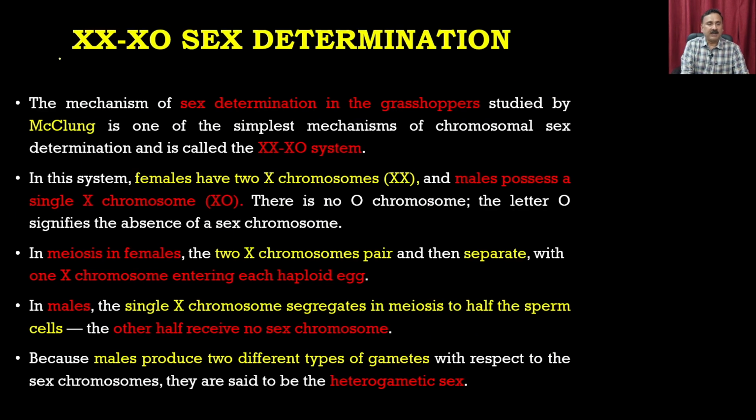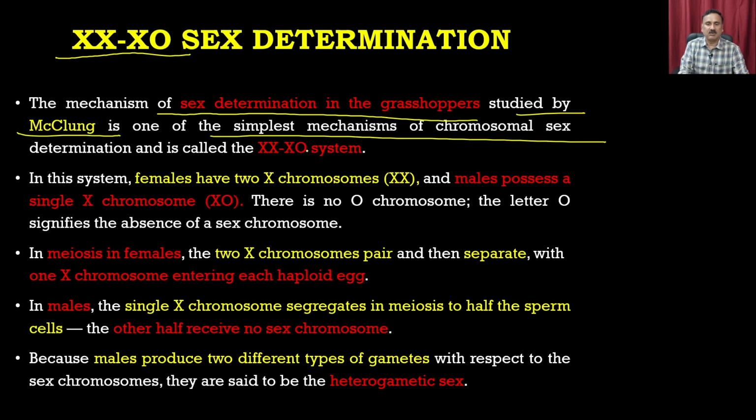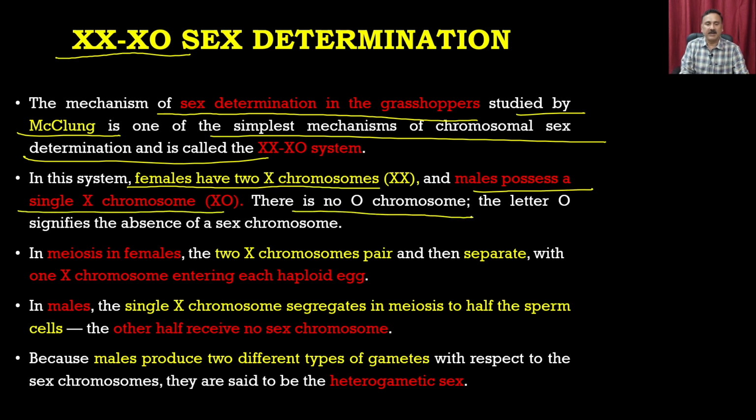So we have different types of mechanisms. You have the XX-XO sex determination. The mechanism of sex determination in a grasshopper, studied by McClung, is one of the simplest mechanisms of chromosomal sex determination. It's called the XX-XO system. In this system, the females have two X chromosomes and the male possesses a single X chromosome, XO. There is no O chromosome. The letter O signifies the absence of a sex chromosome.